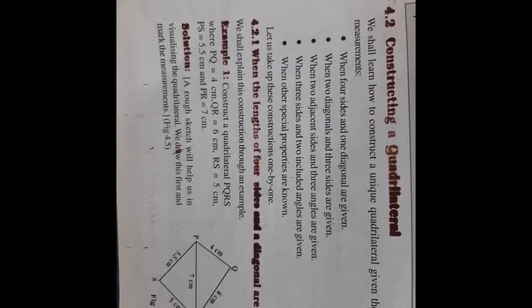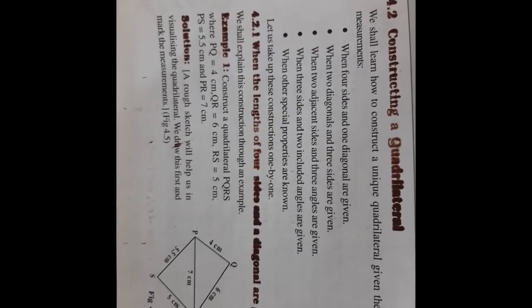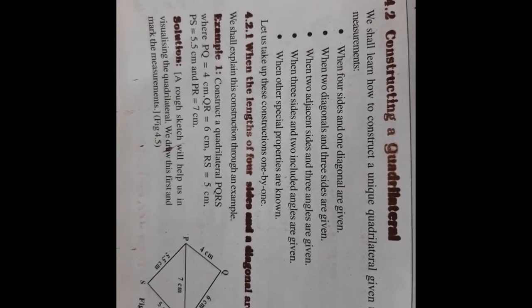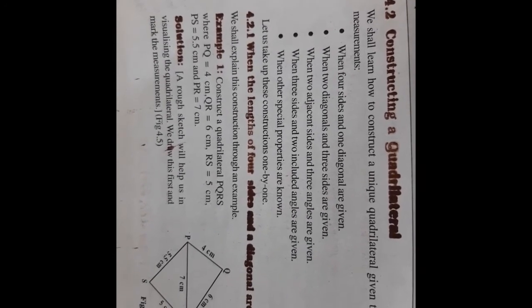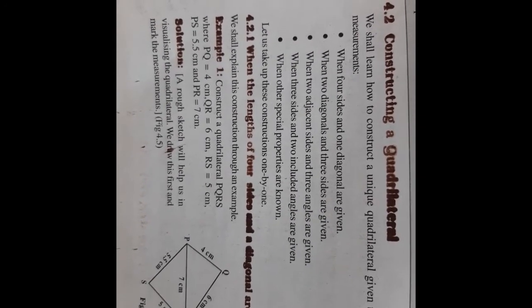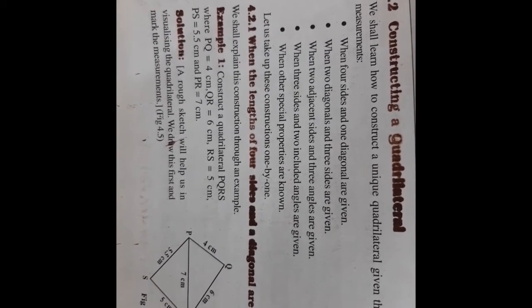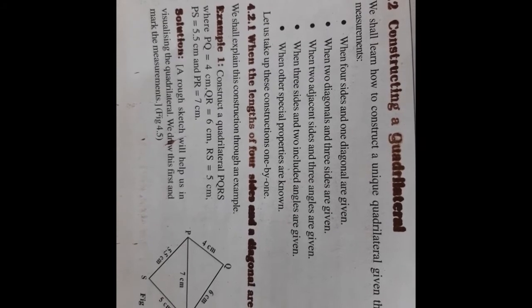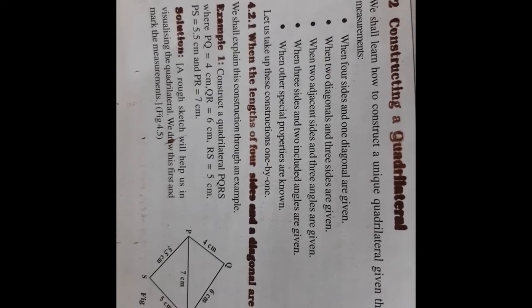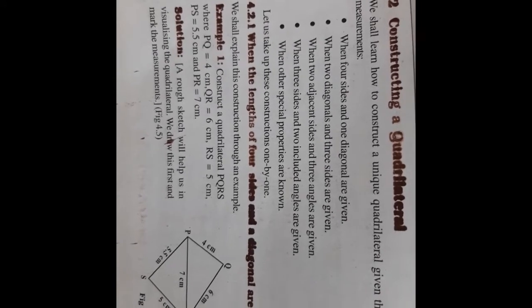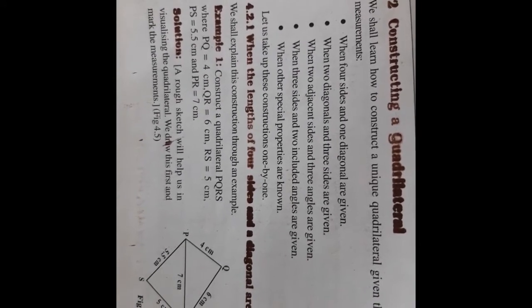Example 1. Construct a quadrilateral PQRS where PQ is equal to 4 cm, QR is equal to 6 cm, RS is equal to 5 cm, PS is equal to 5.5 cm and PR is equal to 7 centimeters. So by using these given measurements, we are going to construct a quadrilateral. Right, children?